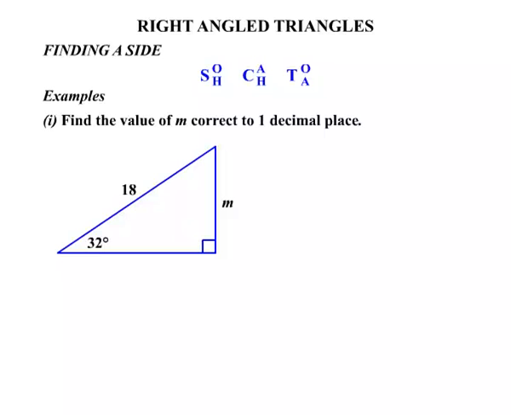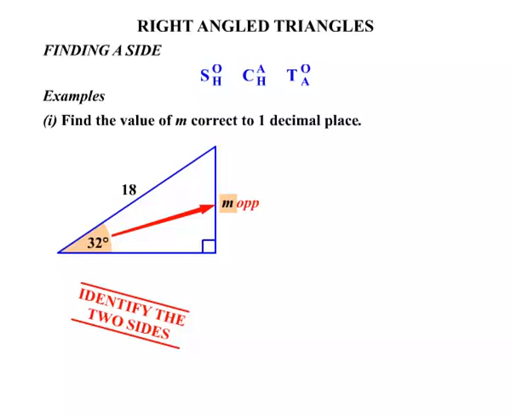So the first step with all of these is to identify the two sides in relation to the angle. So the angle there, 32 degrees, directly opposite that, funnily enough, is the opposite side. The 18 in this particular triangle is the hypotenuse. So we've got opposite and hypotenuse, we're going to use sine.